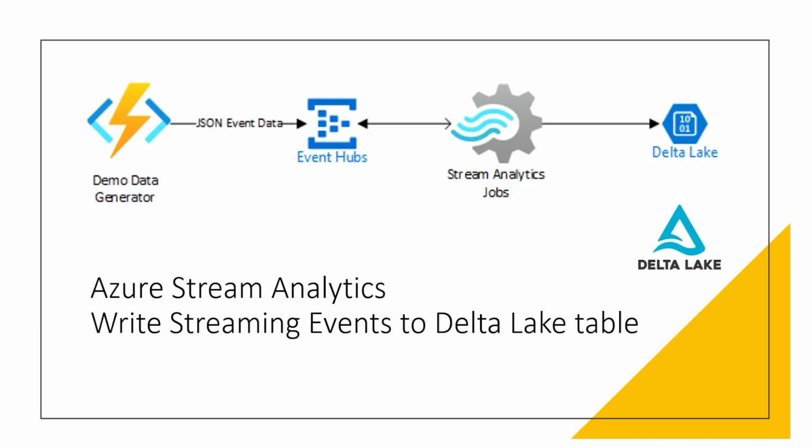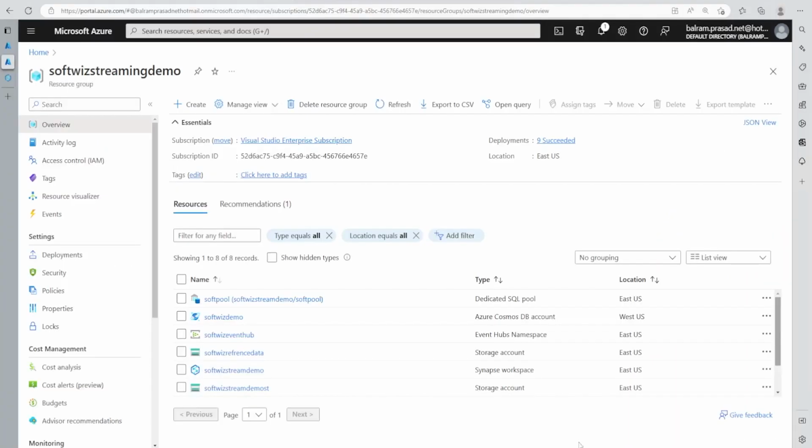Azure Stream Analytics allows us to directly write streaming data into Delta Lake without writing a single line of code. We can enable this in a few clicks, and that is what we are going to see in this demo. So let's start the demo.